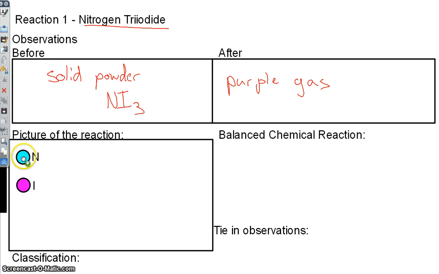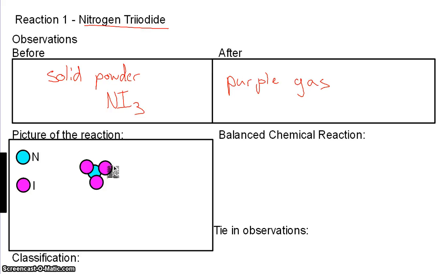So what are some different possibilities? Nitrogen triiodide is NI3, so N with 3 I's on it. So that's what we have before the reaction. We look at, well, what can that become after the reaction? Well, the only thing one compound can do is fall apart into more than one thing.